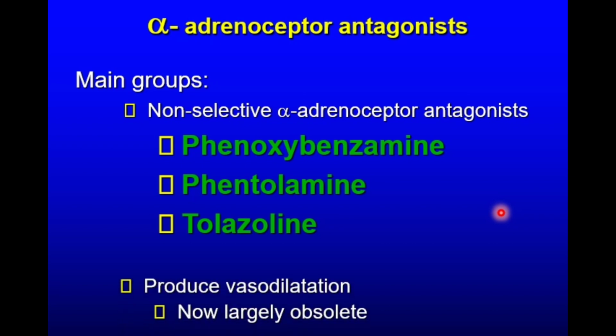By blocking alpha-adrenoceptor mediated vasoconstriction, these drugs cause a fall in blood pressure. However, they cause severe reflex tachycardia and because of that are now largely obsolete. Phenoxybenzamine is a non-competitive antagonist at the alpha-adrenoceptor. The rest of the antagonists I will mention are all competitive. Phenoxybenzamine is not specific for alpha-adrenoceptors and also antagonizes the action of acetylcholine, histamine, and serotonin.